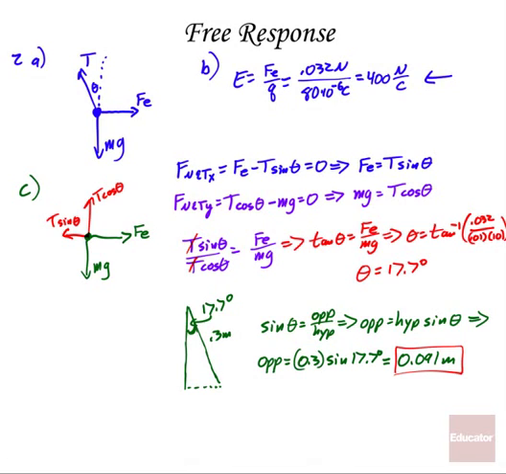Going on to part D. We're going to cut the string. Find the magnitude of the resulting acceleration of the ball and its direction. Well, when we cut the string, we no longer have any tension. Therefore, we're going to have the electric force to the right, which is 0.032 newtons, and we're going to have the force of gravity, mg, which is 0.1 newton.